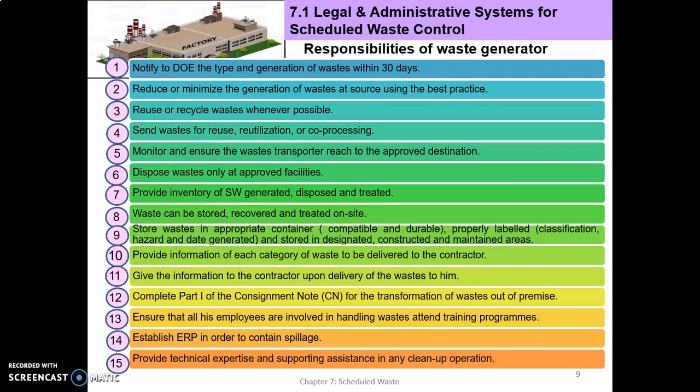Responsibilities of waste generator. Waste generator means the one that produce the waste. Okay, so the first thing first, you need to notify the DOE the type and generation of waste within 30 days. And also reduce or minimize the generation of waste at source using the best practices. Number 3, if you cannot, you have to reuse or recycle waste whenever possible instead of just throw it away. And then also send waste for reuse, reutilization or co-processing.